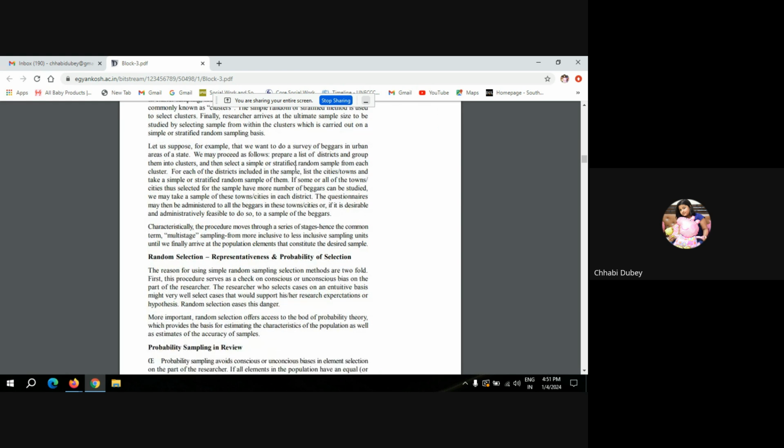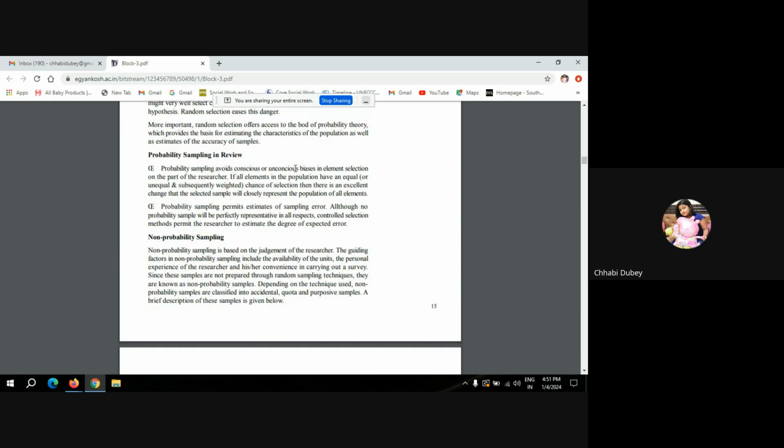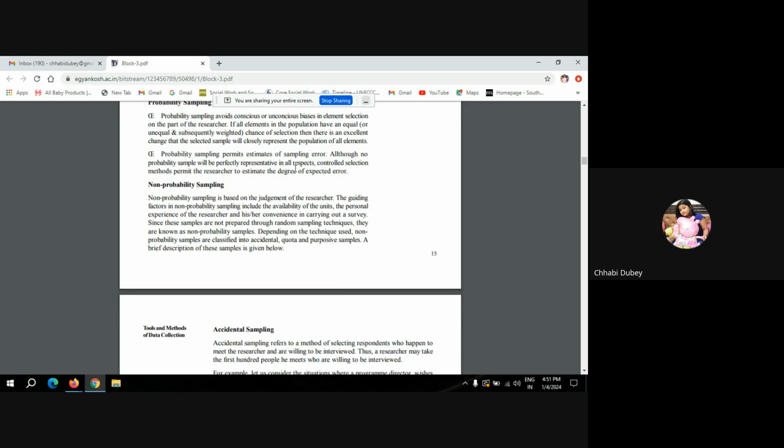Now, after this probability sampling, we come to the next type of sampling, which is known as non-probability sampling. In non-probability sampling, generally the sampling is based on the judgment of the researcher. The guiding factors in non-probability sampling will include the availability of the units, the personal experience of the researcher, and his or her convenience in carrying out a survey.